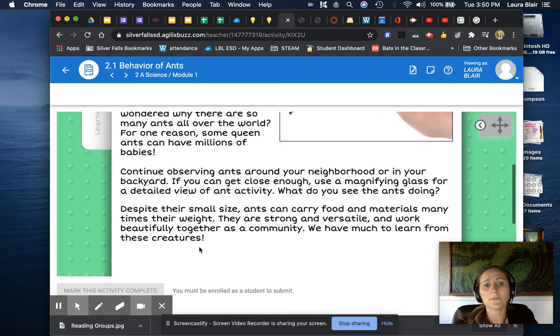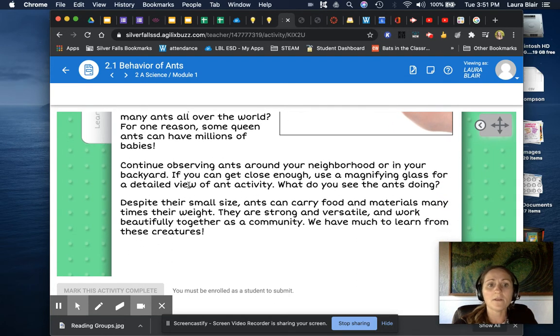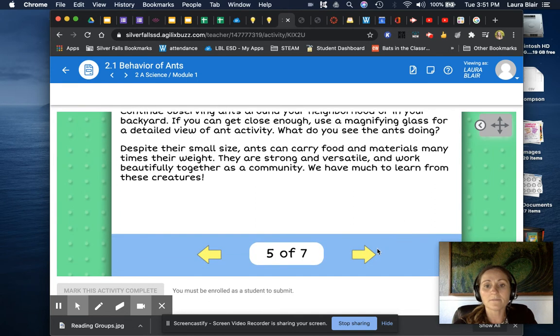Continue observing ants around your neighborhood or in your backyard. If you can get close enough, use a magnifying glass for a detailed view of ant activity. What do you see the ants doing? Despite their small size, ants can carry food and materials many times their weight. They are strong and versatile and work beautifully together as a community. We have much to learn from these creatures.